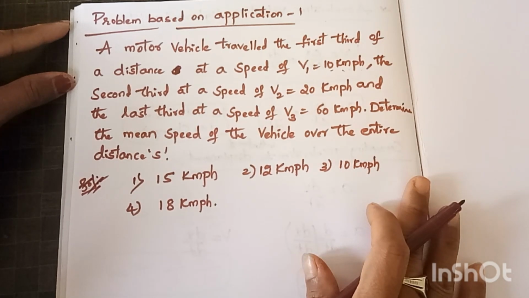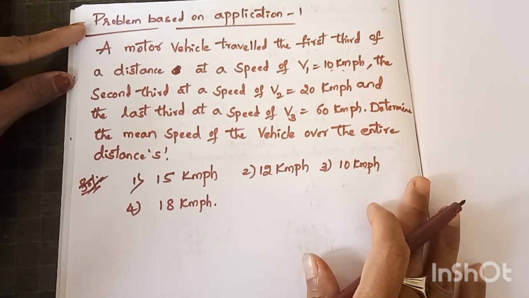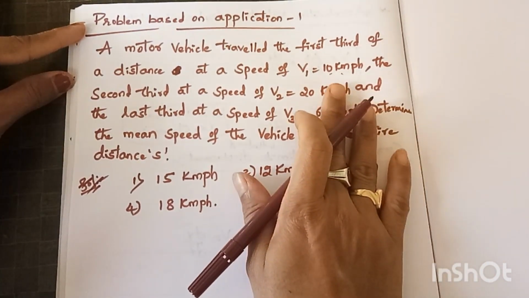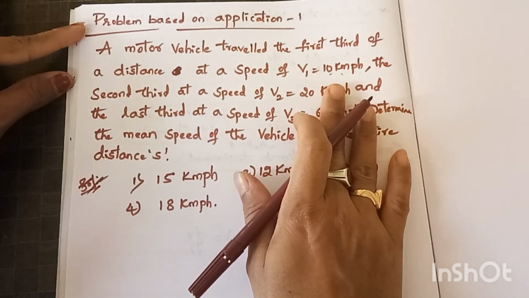Today we are going to discuss one problem based on application 1, that is, application 1 on average speed. I explained this application 1 on average speed in a previous class that I have uploaded on the channel. If anyone did not watch it, please go and watch that. If you watch it, it will be very useful to solve this problem very easily.